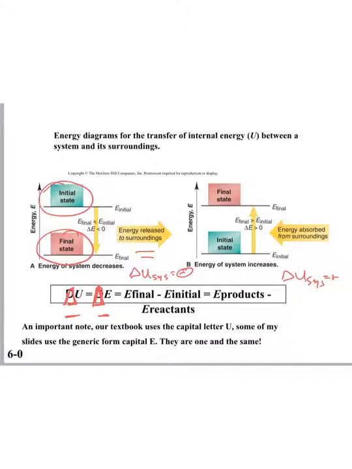So you might say the initial state, let's say this is a raw egg, and then you would say the final state is a cooked egg. The egg has gained internal energy by being heated from the surroundings. So you could consider the stove as the surroundings.